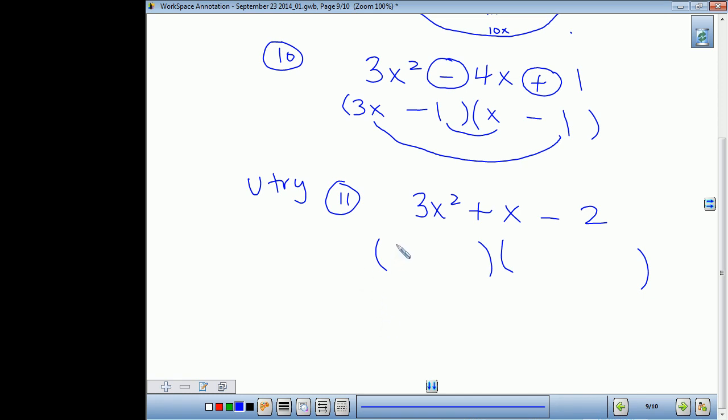Too easy for you. Good. All right, so you got 3x and x, and we know this has to be 2 and 1. But we got a negative here, so we don't know if the 2 is negative or if the 1 is negative. Actually, the 1 is positive and the 2 is negative, because this will give me a positive 3x minus 2x leaves me 1x.